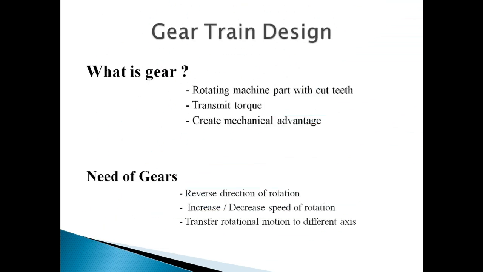So today we are learning gear train design. What is a gear? A gear is nothing but a rotating machine part with cut teeth. It is used to transmit torque and it creates a mechanical advantage. What are the needs of gears? The first need is to reverse the direction of rotation, then to increase or decrease the speed of rotation, and to transfer rotational motion to a different axis.